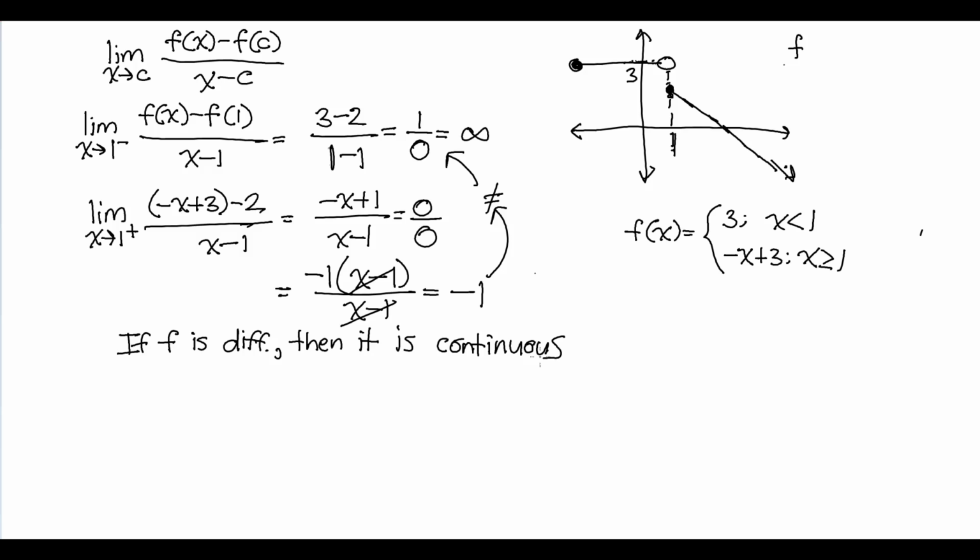So if f is differentiable, it has to be continuous at a point. Okay? However, there are functions that are continuous at a point, but still not differentiable. So let's look at the absolute value function for a minute.